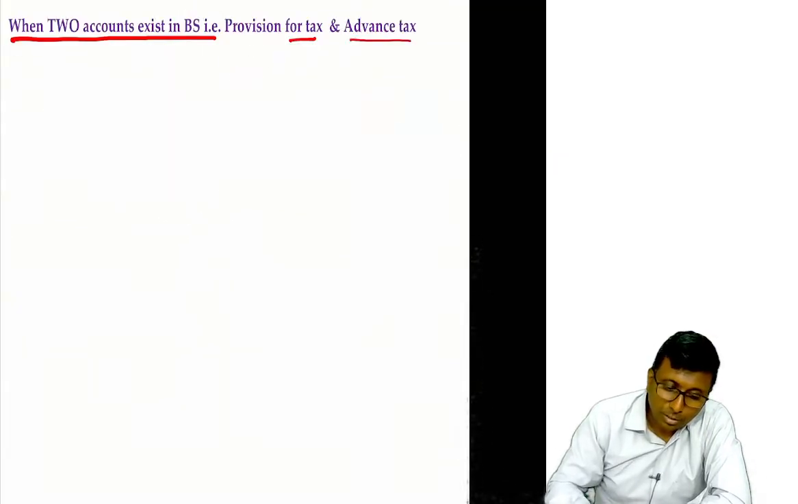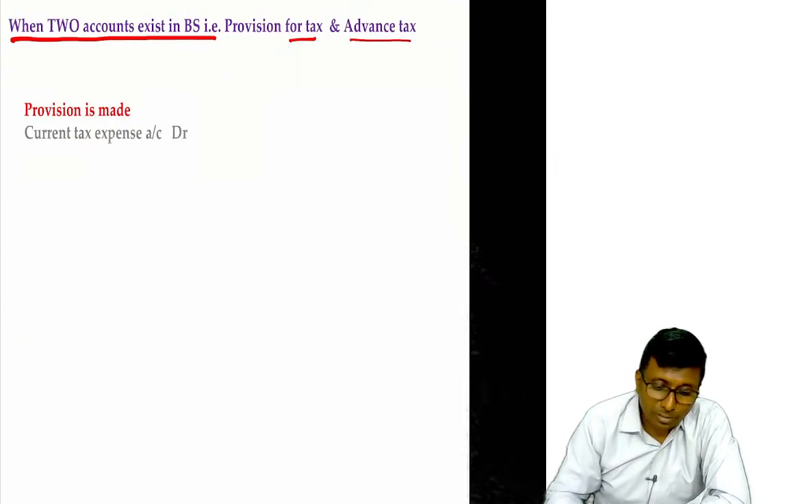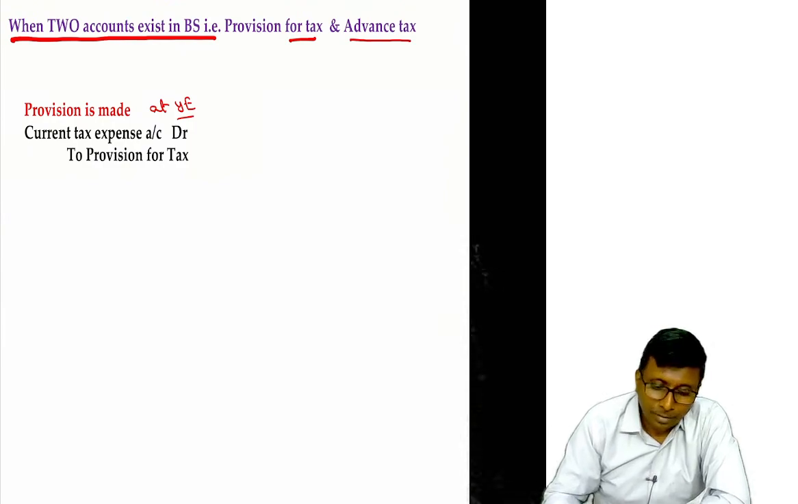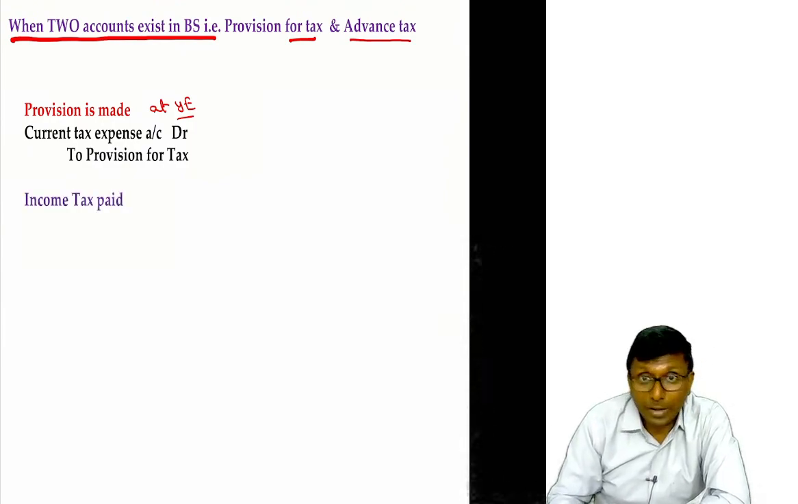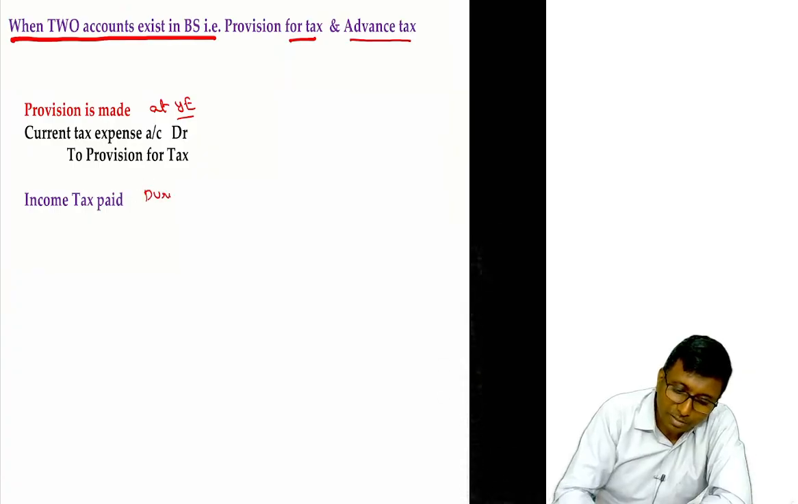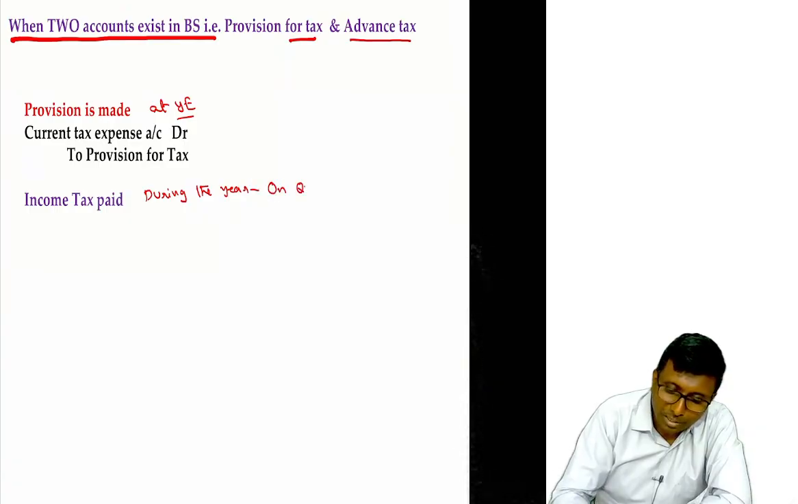So, what will happen when you make a provision? When do you make a provision? Same entry. When do you make it? At year end. Yes, sir. But when you have paid advance income tax, this advance tax, when is it paid? This is paid during the year, on a quarterly basis.